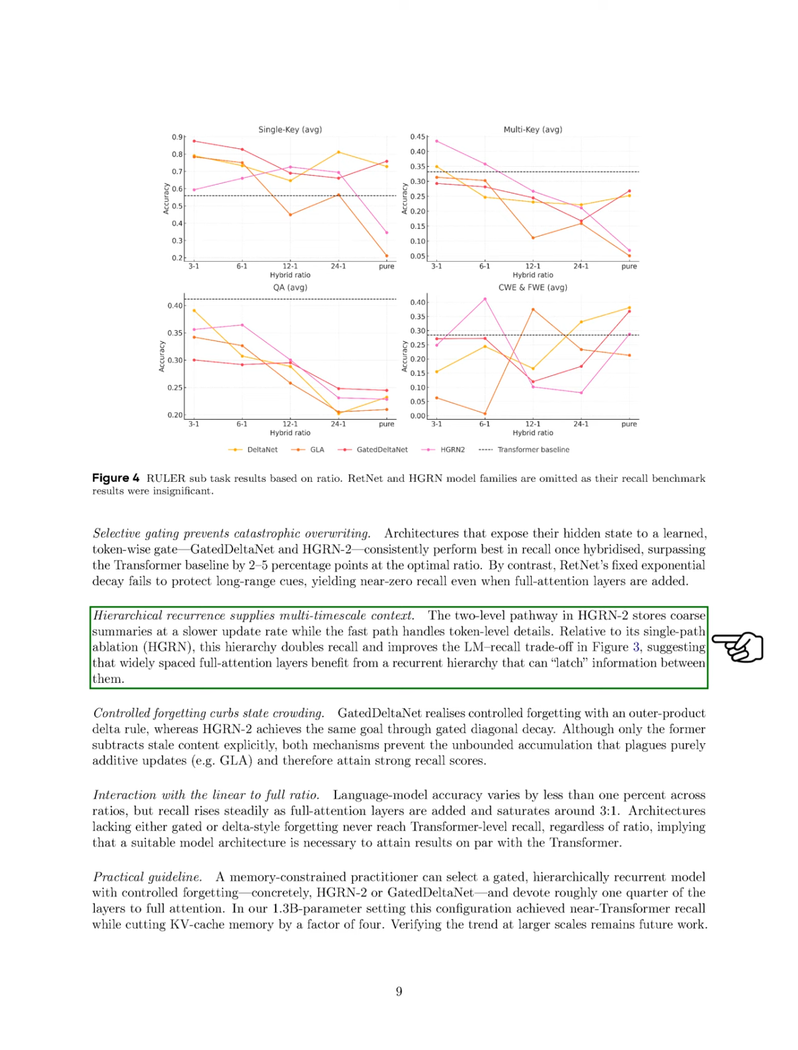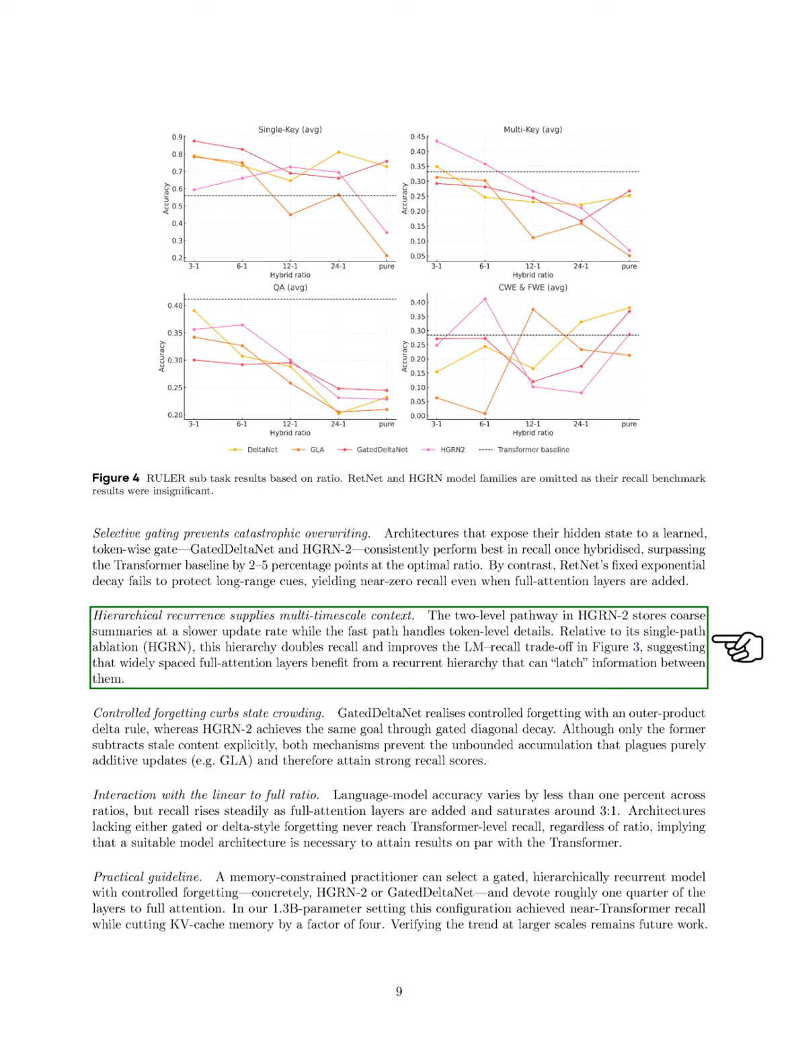We also observed that the accuracy of language models changes very little with different ratios of attention layers, but recall improves steadily as we add more full attention layers, peaking around a 3:1 ratio. Models that lack gated or delta-style forgetting do not reach the recall levels of the transformer, highlighting the importance of a suitable architecture.